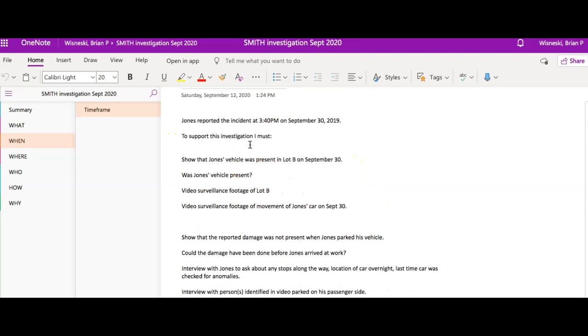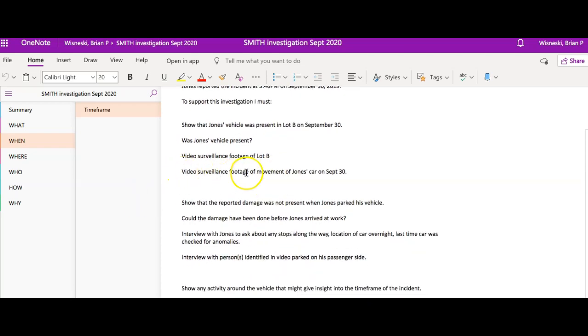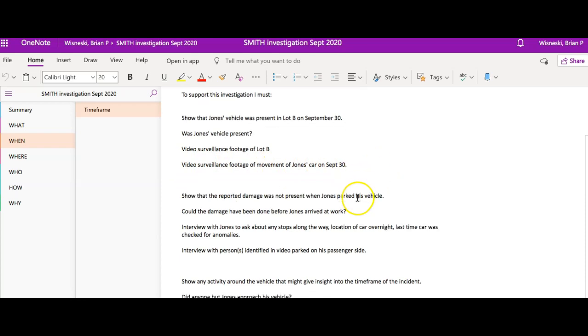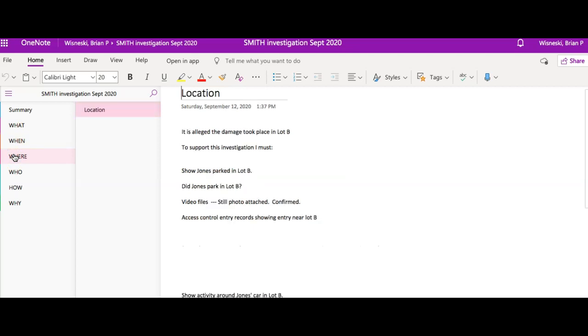To support this investigation on the what, I need to show that Jones' vehicle was present in Lot B, the when rather, on September 30th, right? Was it present? I have to be able to show that. So I'm going to get video footage of Lot B. I'm also going to get surveillance footage to see if his car moved on that day, to show that it was there all day. So here are the different questions I was going to ask, and I put them right there into different tabs.